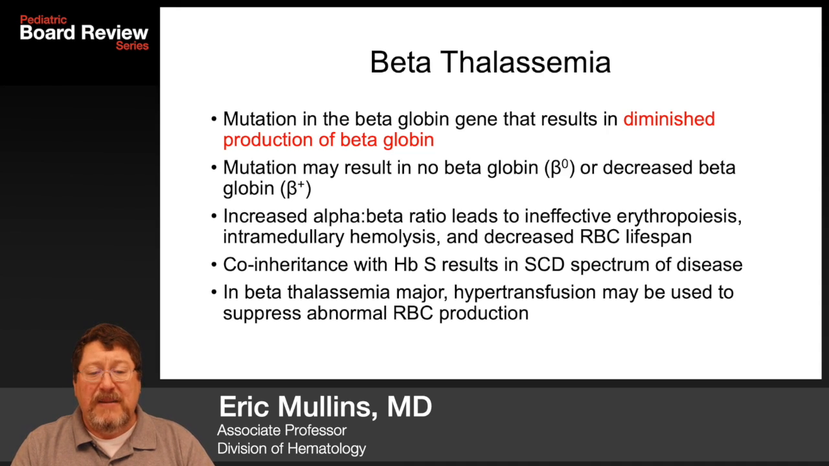And then in beta thalassemia major, where you have very little beta production, because your body's trying to keep up with the demands and make more red blood cells, you may need to start hypertransfusion to suppress erythropoiesis, so you don't get bony changes and other stigmata that are associated with that hypererythropoiesis.